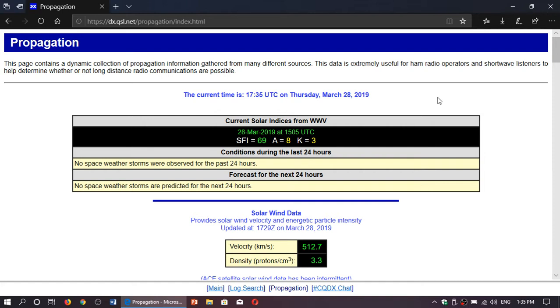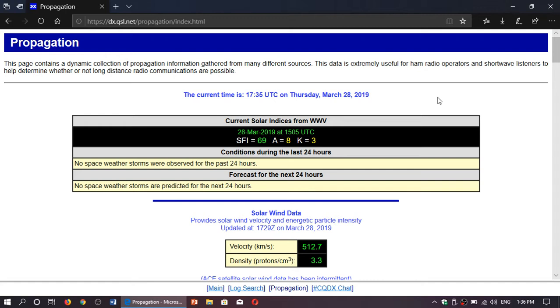So, okay, three numbers are given all the time. And by the way, I'll post the link to this very simple page that has the essentials of what you need to know. SFI, which is solar flux index. A, which is the average of the K index or the geomagnetic field in the past 24 hours. And K index gives us the status of the geomagnetic field around the Earth. And we'll try to explain it in the most simple way possible.